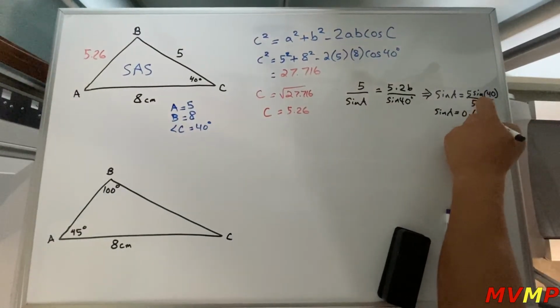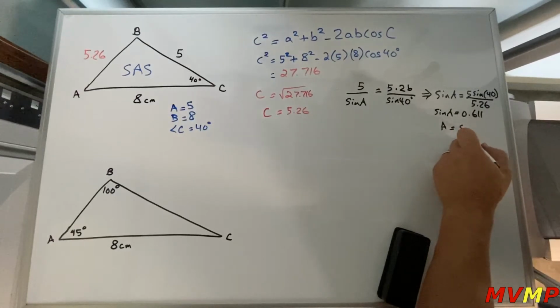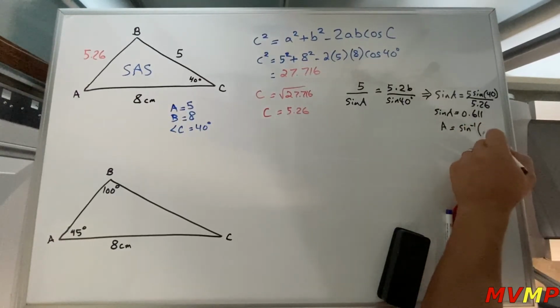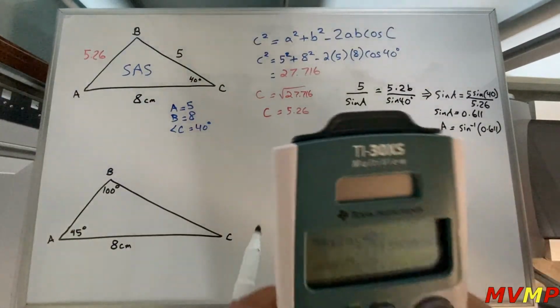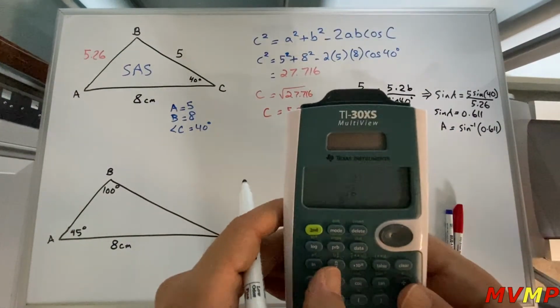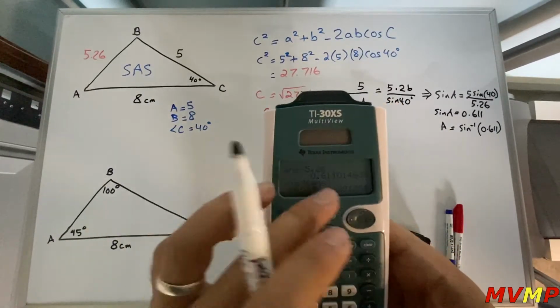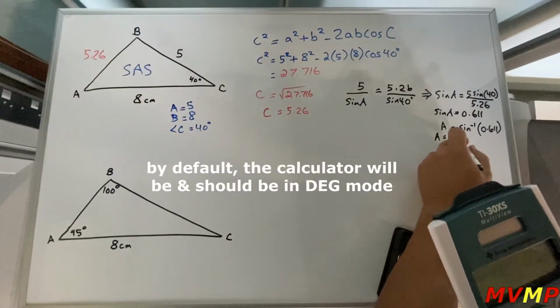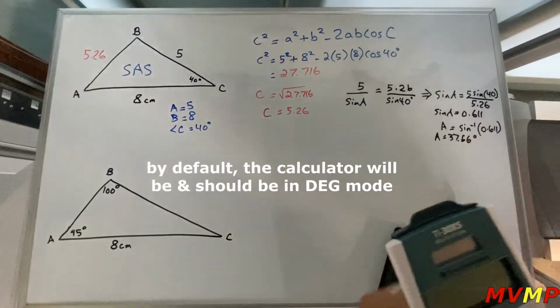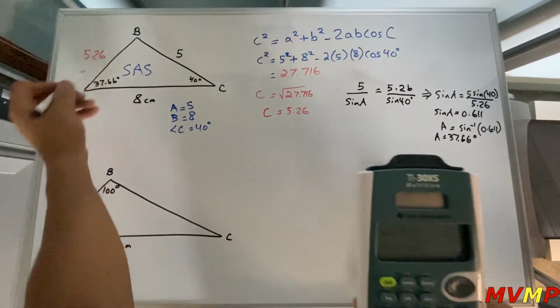0.611. And now to get A by itself, we do inverse sine of 0.611. So right here, we just go second inverse sine of the answer, and we get 37.66 degrees. So this right here is 37.66 degrees.